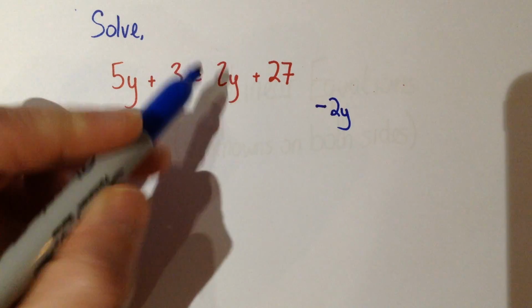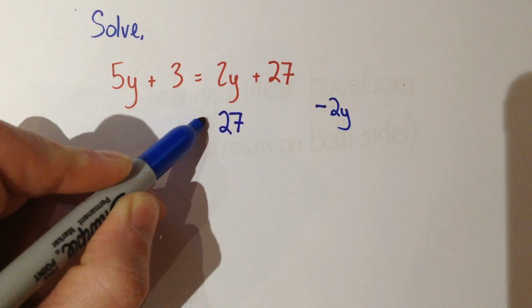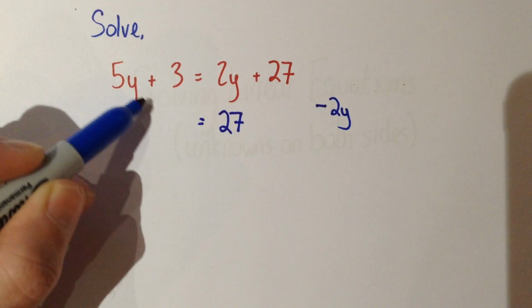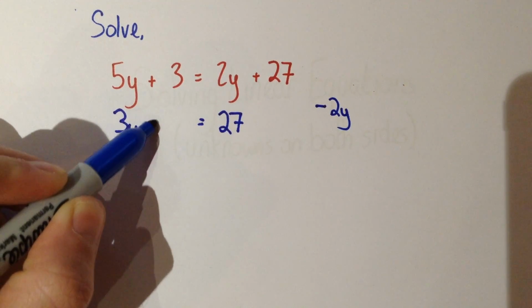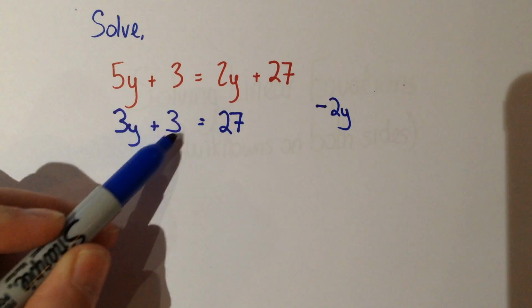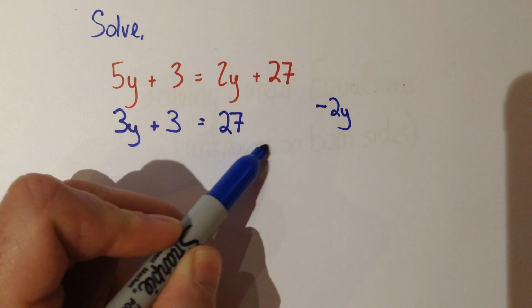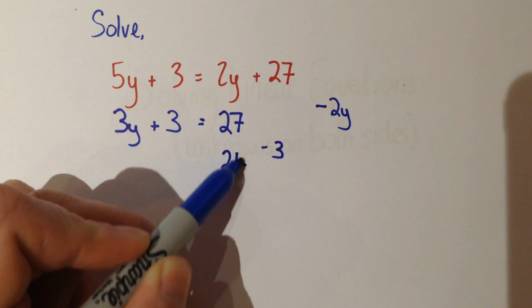If I take the 2y off this side, we're left with 27. If I take 2 of the y's off this side, we're left with 3y plus 3. This now looks like a normal linear equation. So here we need to start working and doing the inverse of whatever it has next to the y. So here the opposite of add 3 would be take away 3. So I'd take away 3 from 27.